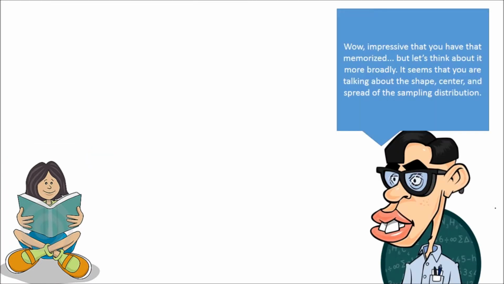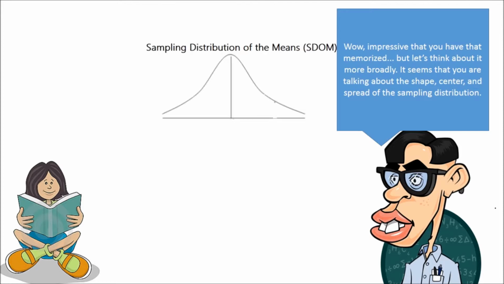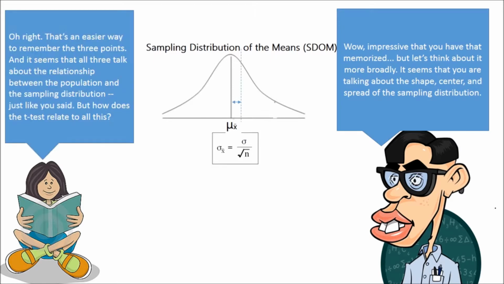Whoa, impressive that you have that memorized. But let's think about it more broadly. It seems like you're talking about the shape, center, and spread of the sampling distribution. Oh, right. That's an easier way to remember the three points. And it seems that all three talk about the relationships between the population and the sampling distribution, just like you said. But how does the t-test relate to all of this?